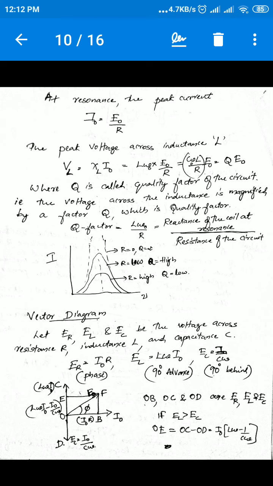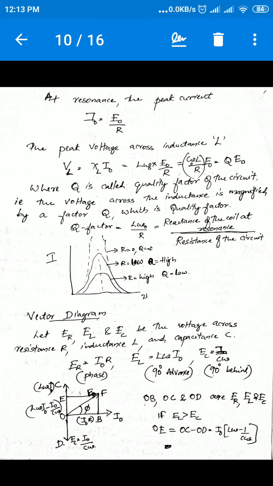So applied voltage is in the x-axis direction, and the maximum voltage E0 is shown as OF. OF is at an angle phi with the OB direction, which is the applied voltage. The maximum voltage E0 is OF, and the voltage across the resistance is I0R, which is OB, and we have 90 degrees in advance.